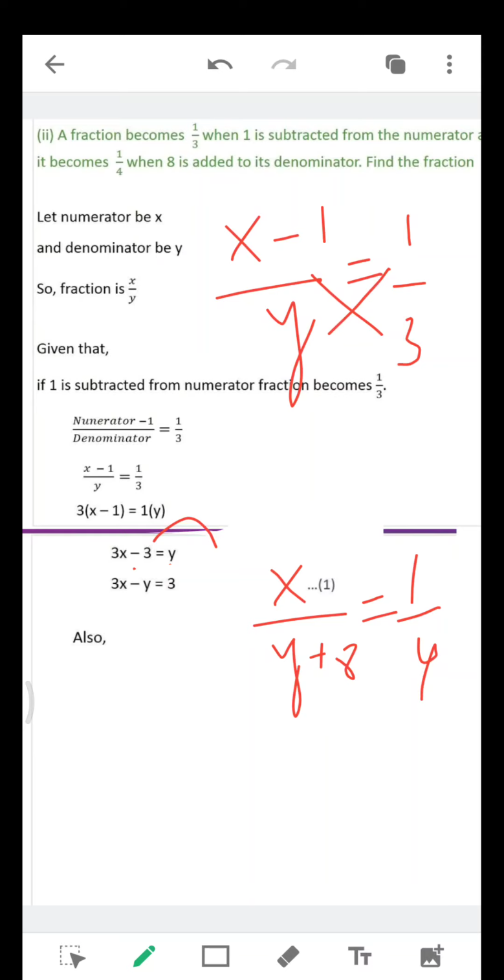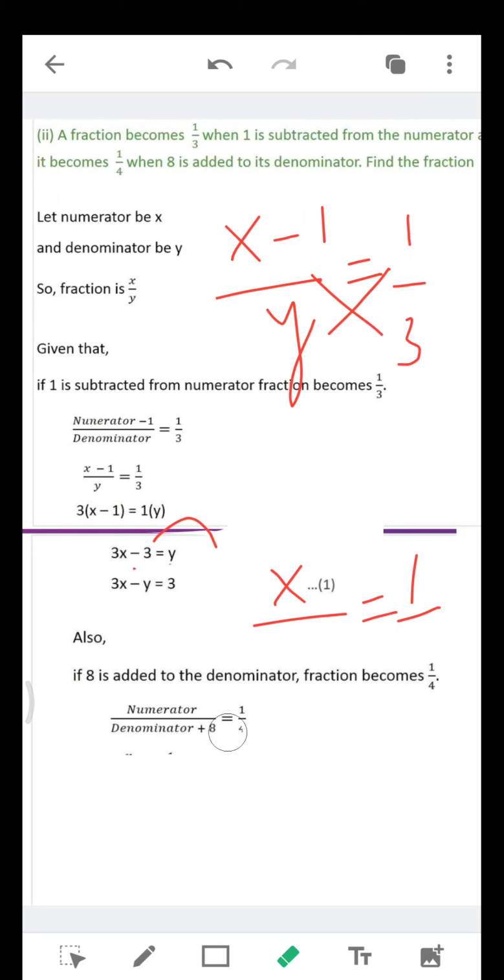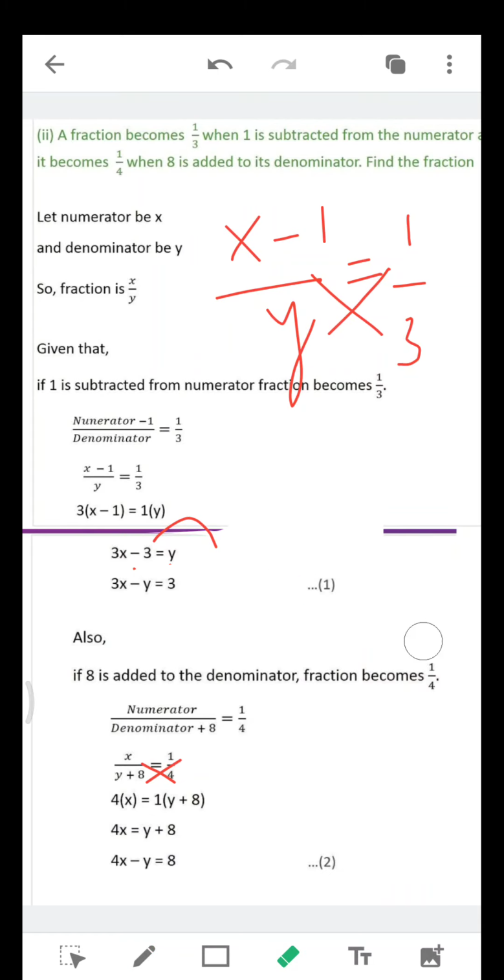So x by y plus 8. When 8 is added to the denominator, it becomes 1 by 4. Cross multiplying, 4x is equal to 1 into y plus 8, so 4x minus y is equal to 8. We have got two equations. Equation 1: 3x minus y is equal to 3. Equation 2: 4x minus y is equal to 8.